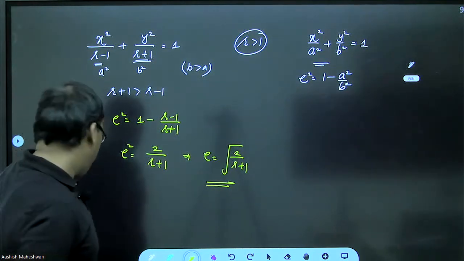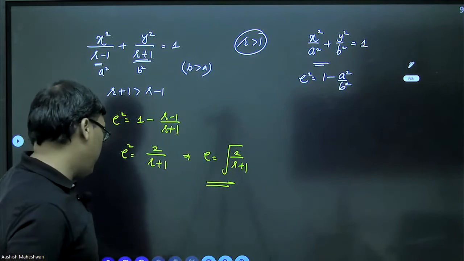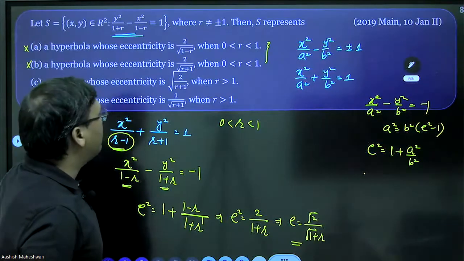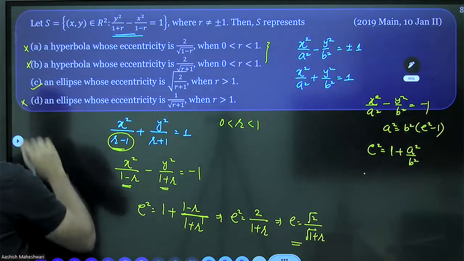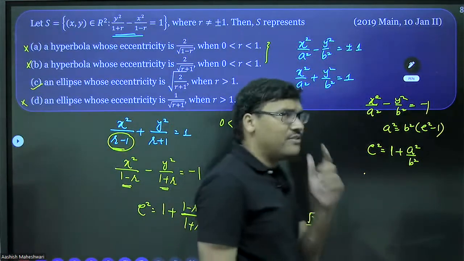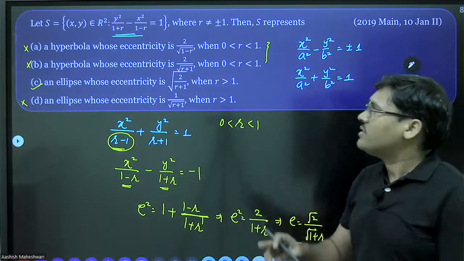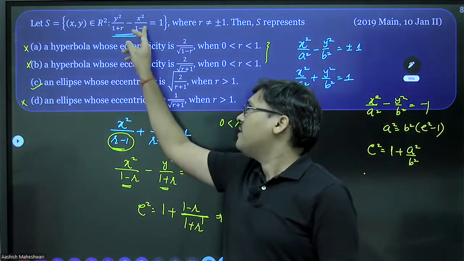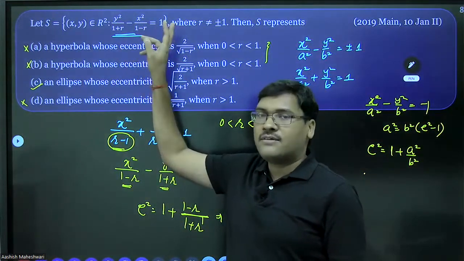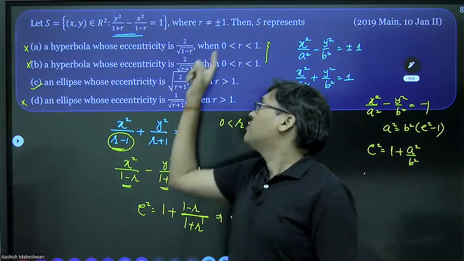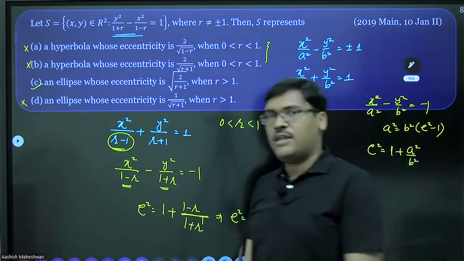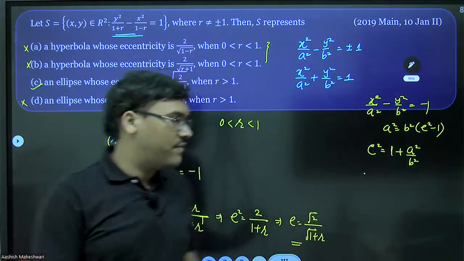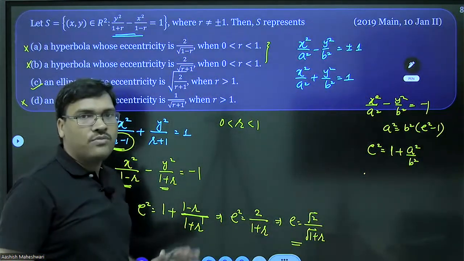So now check what is the correct answer. 2 upon R plus 1 root. So option C is the correct answer. Option D is wrong. So I hope this is clear. See, in this particular question, it was very important to identify whether 1 minus R is positive or R minus 1 is positive. Okay. So depending upon the cases we have identified, accordingly we have checked whether this is an ellipse or hyperbola, and accordingly we have written the eccentricities of these. Okay.